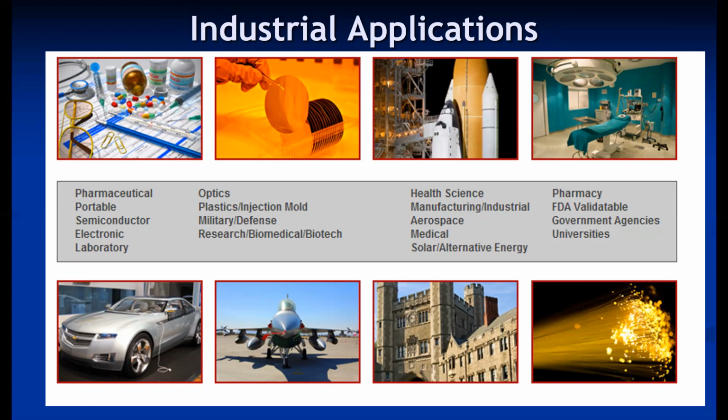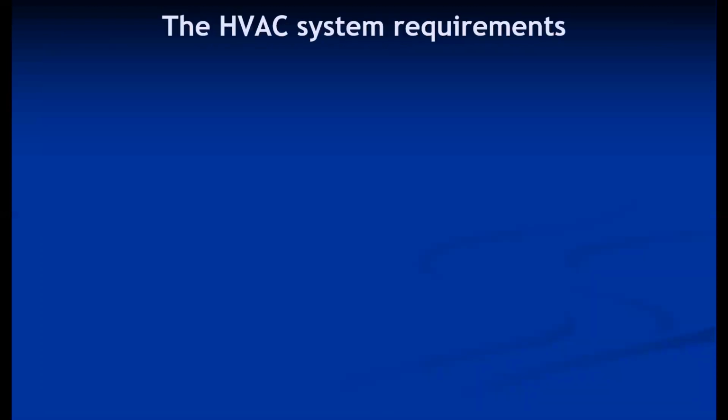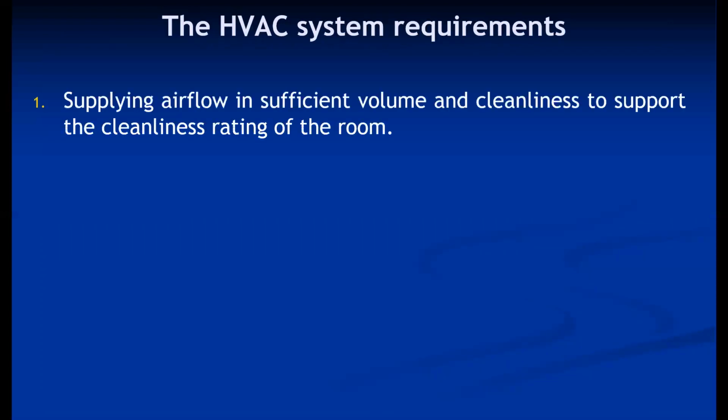These are the various applications where the clean rooms are used. As far as the HVAC system requirements are concerned, these are some requirements from the HVAC system in the clean room. Supplying airflow in sufficient volume. The more quantity is desirable to dilute the contaminants, and to support the cleanliness rating of the room. So the supply airflow must be of sufficient quantity, as well as it should be of good quality as well.